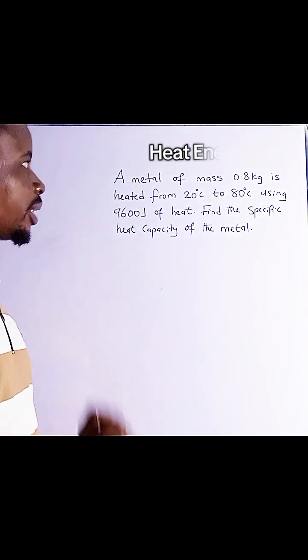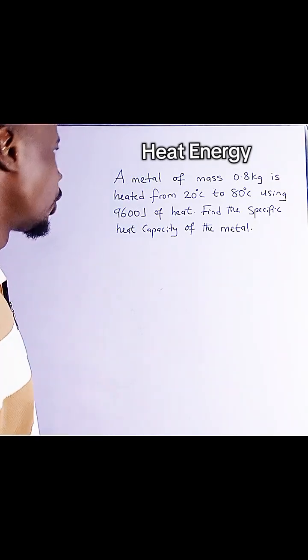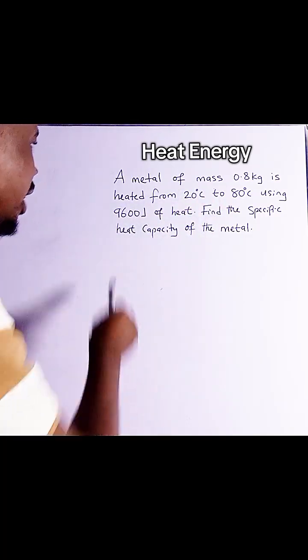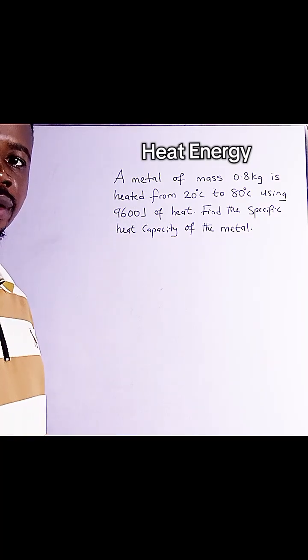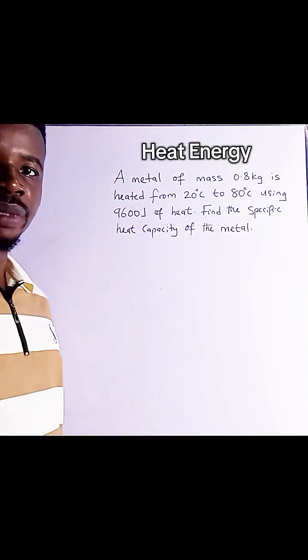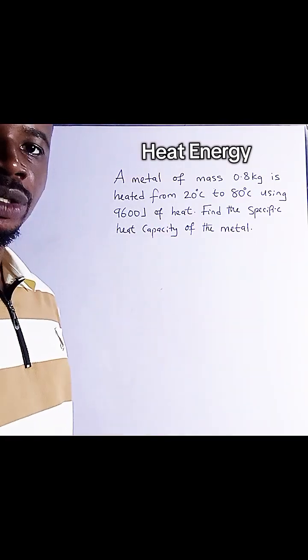Alright, it is given that a metal of mass 0.8 kg is heated from 20 degrees Celsius to 80 degrees Celsius using 9,600 joules of heat. Now you're asked to find the specific heat capacity of the metal. Now this is from heat energy. So how do you solve this kind of question?